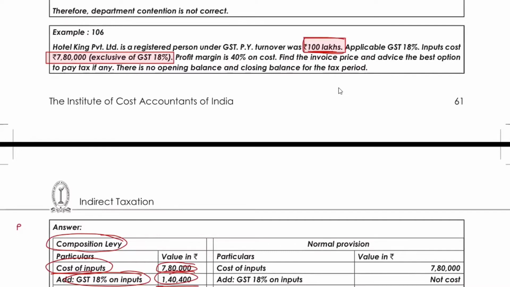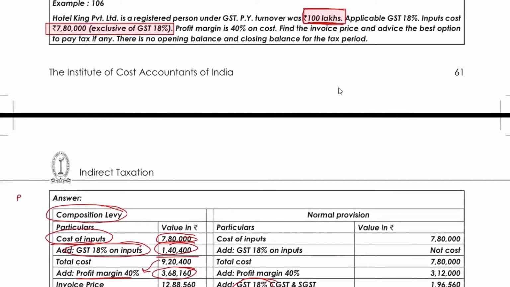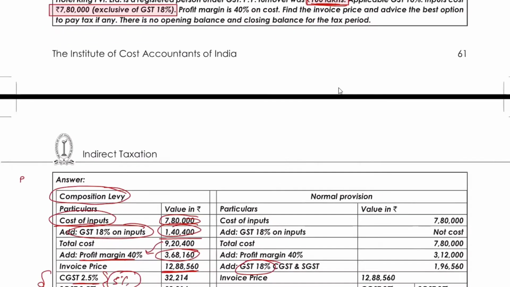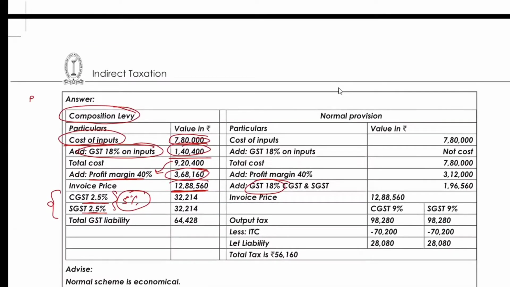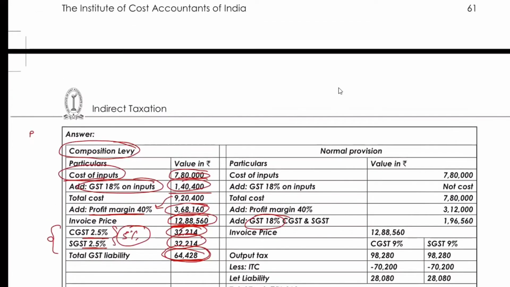Correct. So we cannot take the example of 6% of 50 lakh. So 100 lakh means they're assuming it is restaurant services. Correct. So restaurant services is there, and we know on restaurant 2.5 is payable. So if this is the invoice price, on this 2.5 and 2.5, correct. So my tax liability under the composition scheme is 64,428.